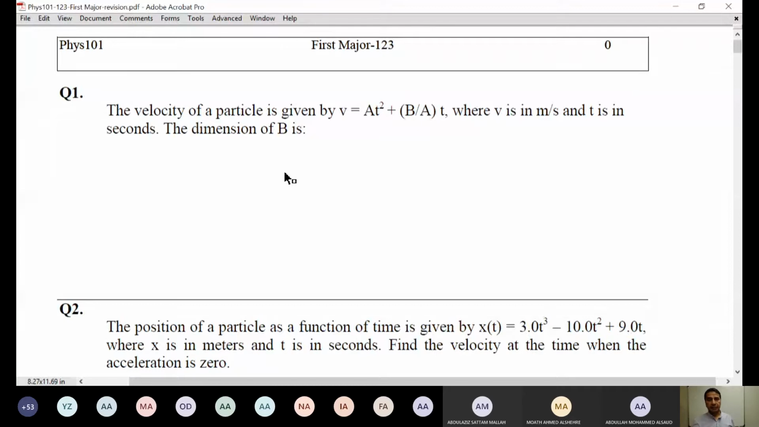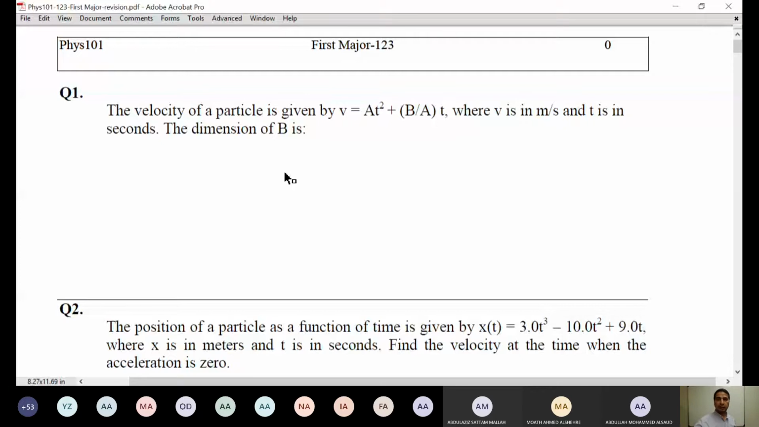So what do you think? What should be the unit of a t square? Should be meter per second, right? And what should be the unit of b divided by a times t? Also meter per second. So that should be established.